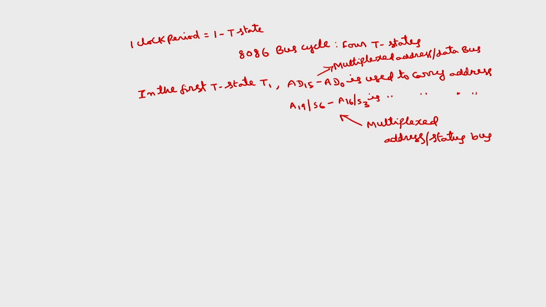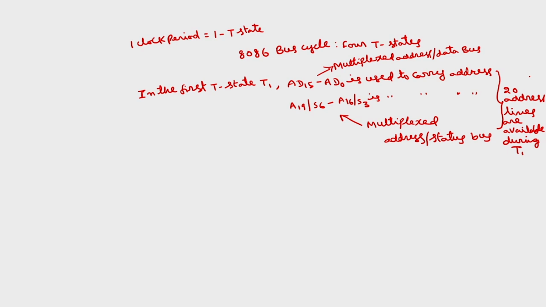So during T1, AD15 to AD0 will carry address, that is A15 to A0, and A19/S6 to A16/S3 carries A19 to A16. In total we get 20 address lines during T1. So in T1, we will send the address, we will identify the device with its address.